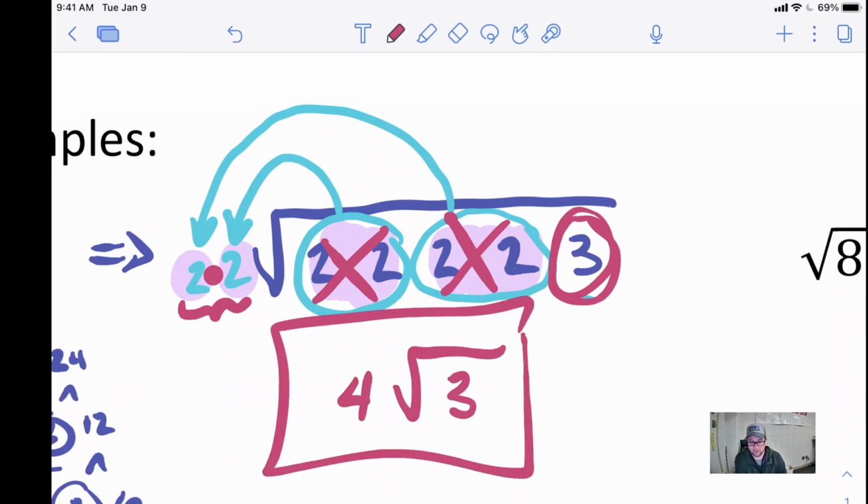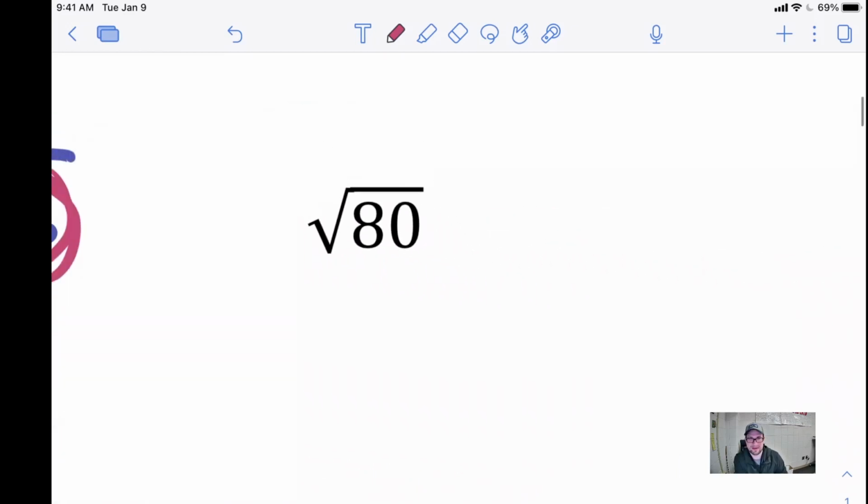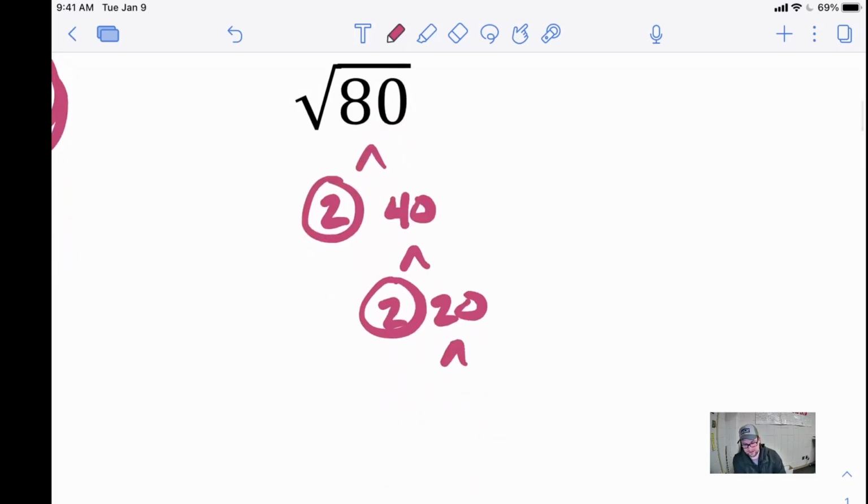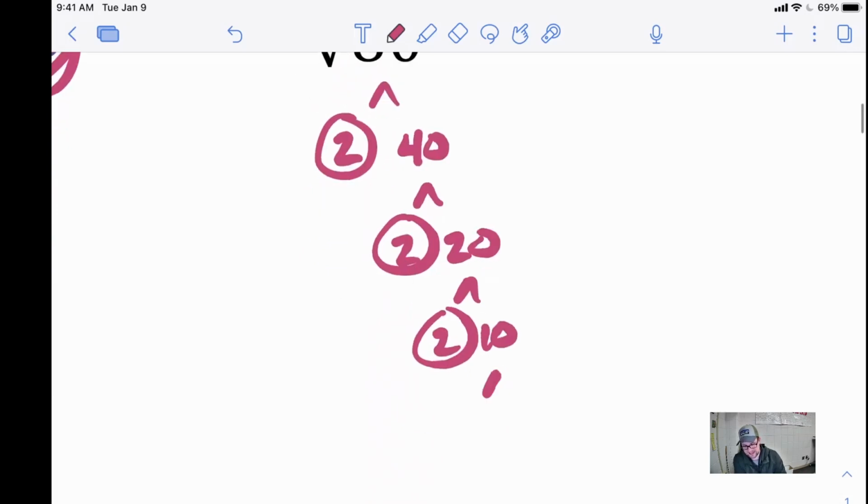Let's do another one. So here's our next one, 80. So when you come over here, you want to break down 80. So 80 is 2 times 40. 2 times 40 gives us 80. Now 2 isn't going to get any smaller, so we're going to circle it. 40 can get smaller though. 40 is going to turn into 2 and 20. So we'll circle the 2. 20 is going to turn into 2 and 10. And 10 is going to turn into 2 and 5.